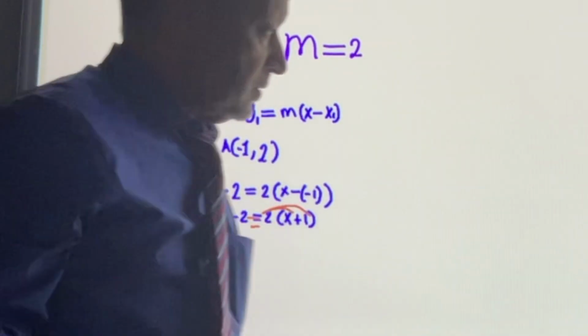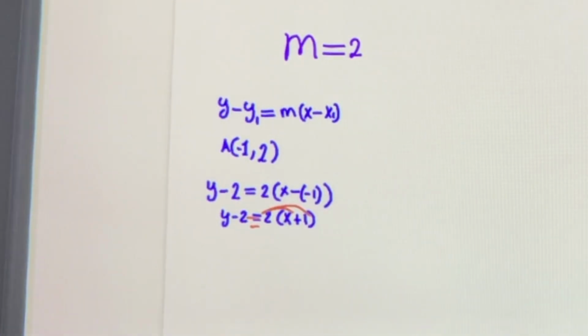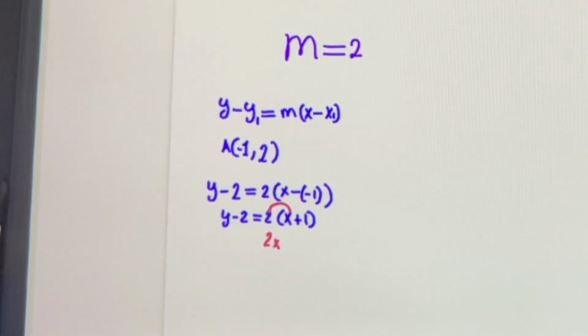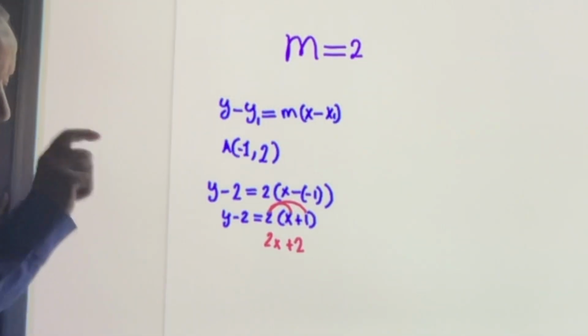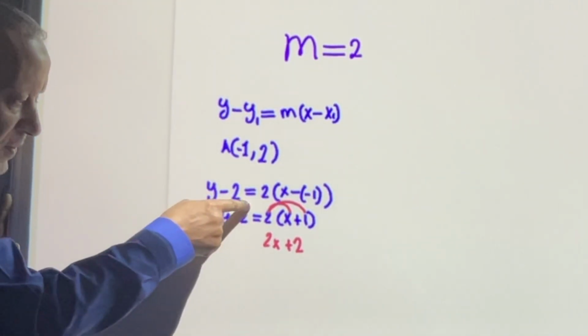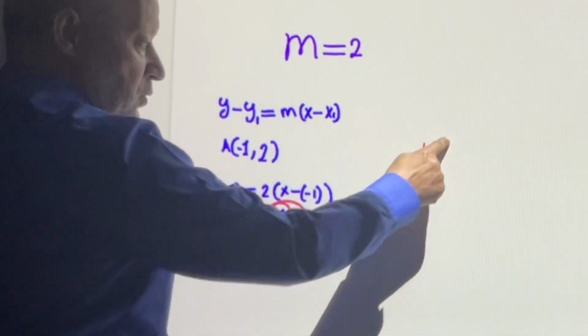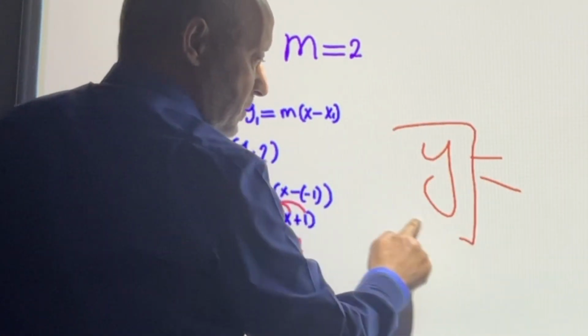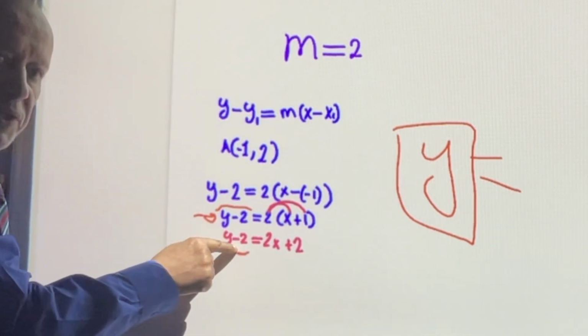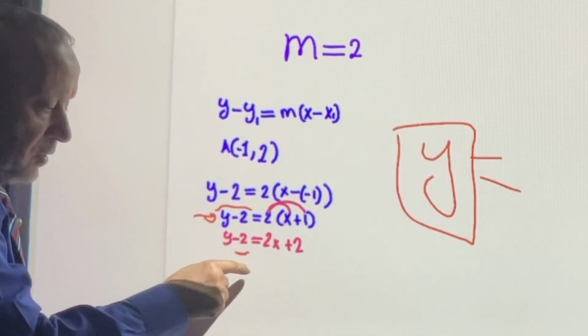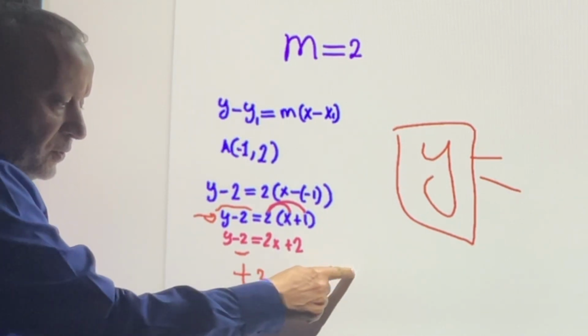So what do we get? Yes, 2x plus 2. Copy this, y minus 2. And now remember, slope-intercept form should have y on its own. So this minus 2 is not supposed to be here. So what do we do? Plus 2, plus 2.